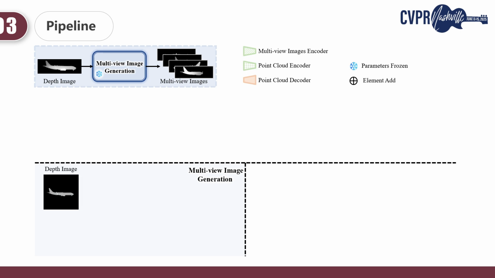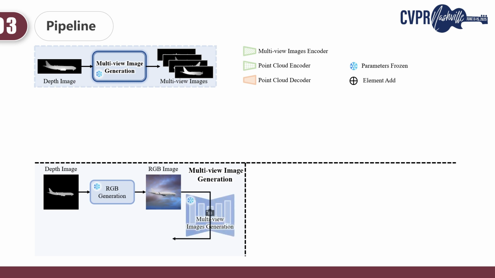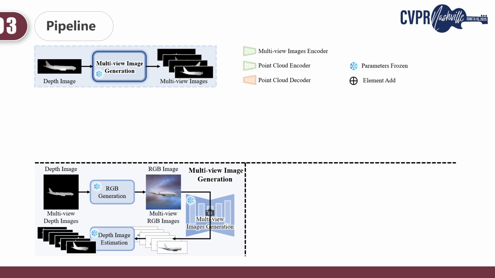Specifically, the conversion from a single-view depth image to multi-view depth images generally involves 3 main steps. First, the single-view depth image is used to generate a corresponding RGB image with the help of ControlNet. Next, a multi-view generation model such as Zero-1-to-3 or stable video diffusion is employed to synthesize multi-view RGB images. Finally, a monocular depth estimation method is applied to obtain the corresponding multi-view depth images.